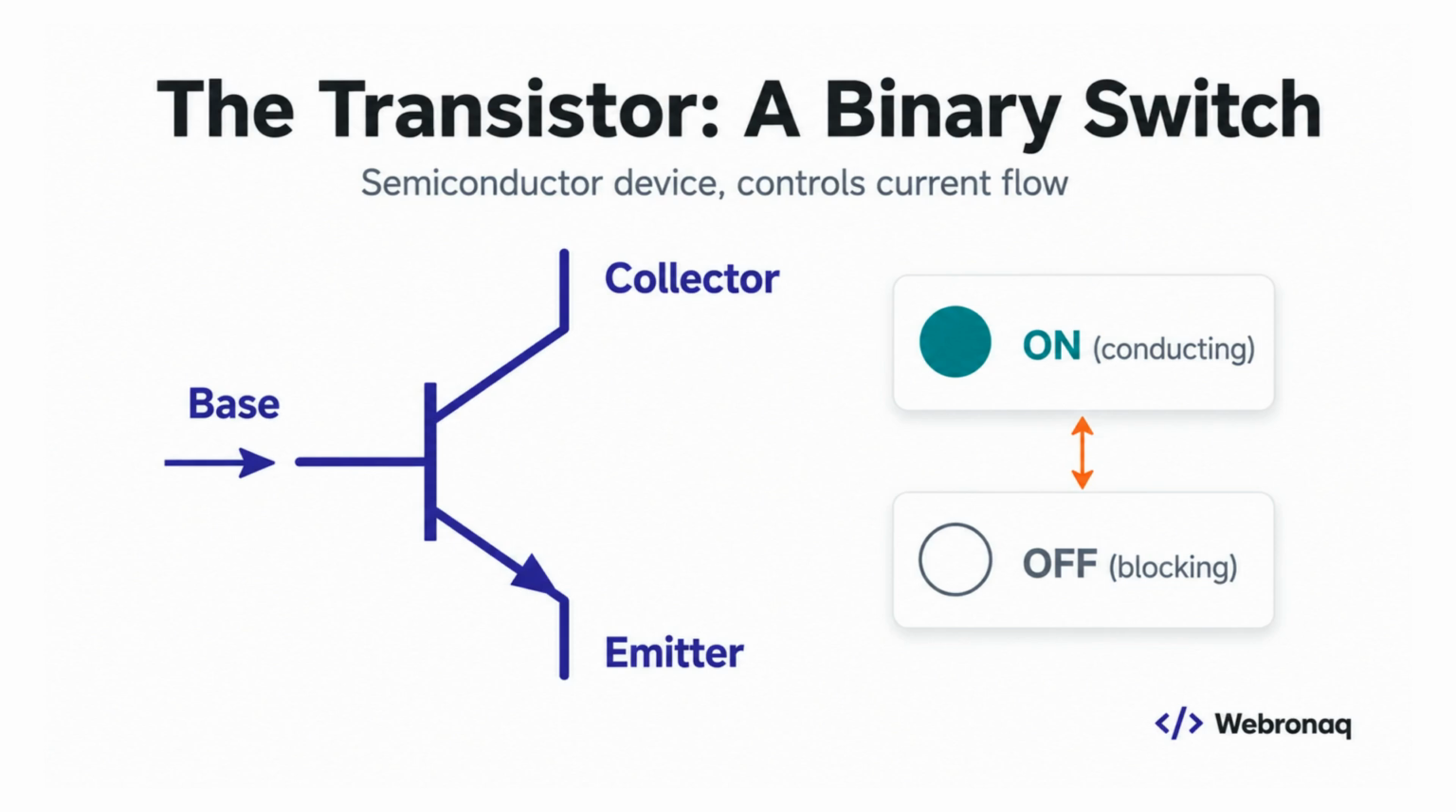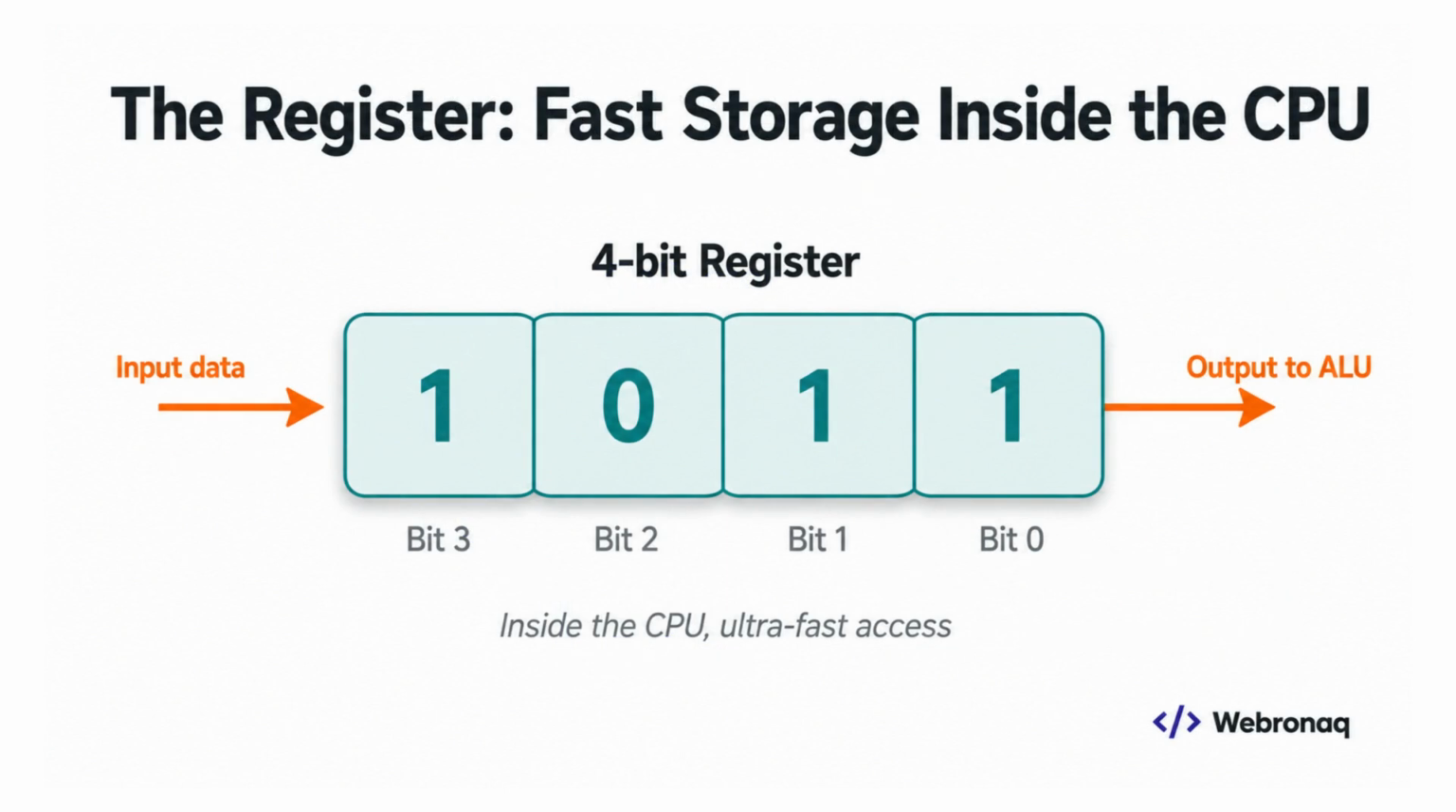Now, once you can switch current on and off reliably, you can start building something more useful. That brings us to the register. A register is a tiny, ultra-fast storage location that lives directly inside the CPU. Its entire job is to hold the data the processor is actively working on right now. Not data sitting on your hard drive, not data in RAM. Data in the middle of being processed, this instant. A register is typically just a few bits or bytes wide. For example, a 4-bit register holds exactly 4 binary digits at once. When your CPU adds two numbers, it loads them into registers first, performs the operation, and stores the result back into a register. That is why registers are the fastest memory in your entire computer. They sit on the same chip as the processor itself, with no latency in between.